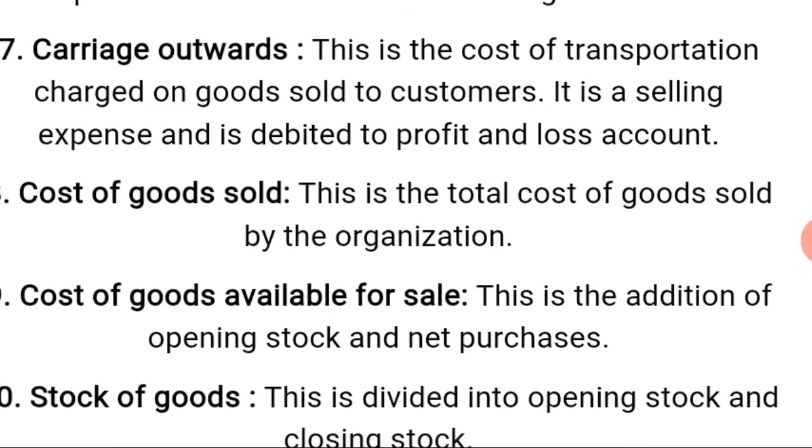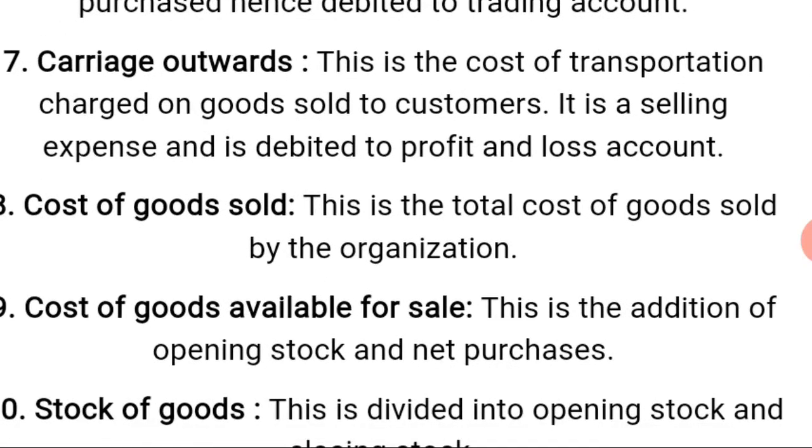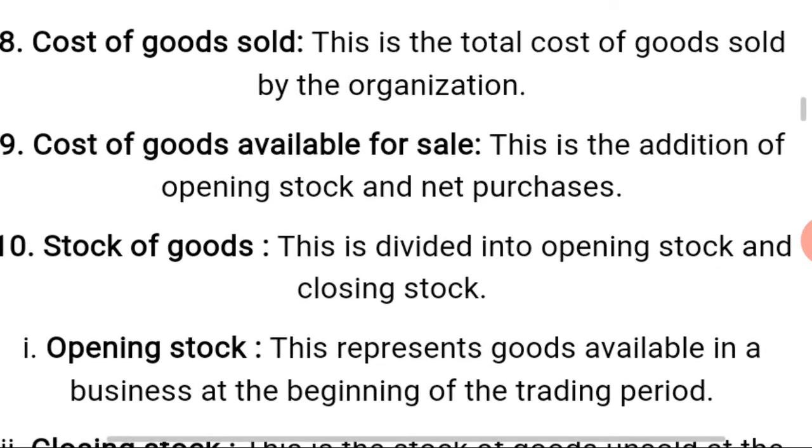Carriage outwards. This is the cost of transportation charged on goods sold to customers. It is a selling expense and is debited to profit and loss account. Carriage outward is the amount spent by the business on transportation of goods sold to customers, and it is classified as an expense and is to be debited to profit and loss account, not trading account.